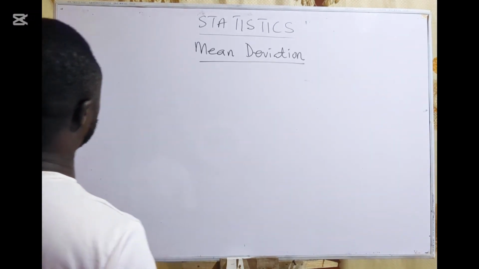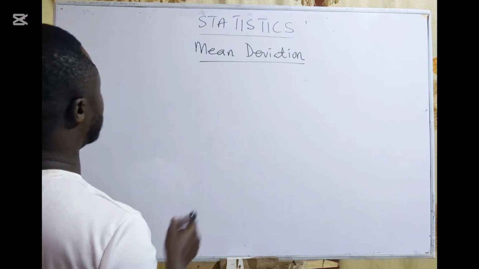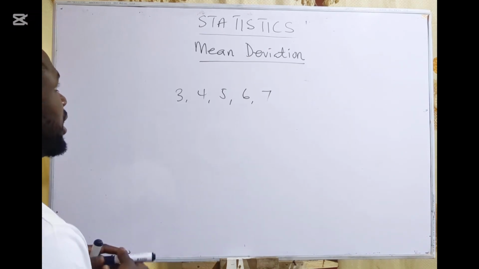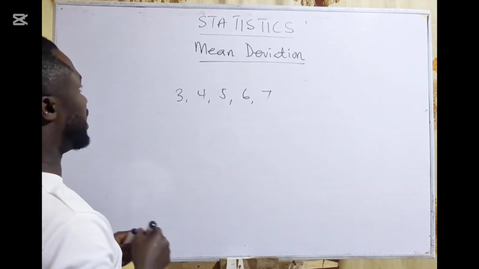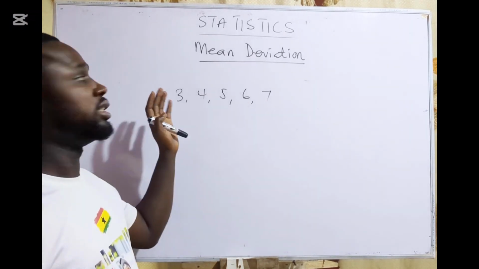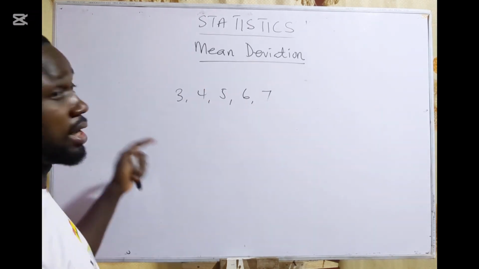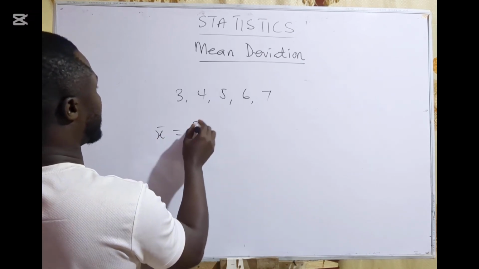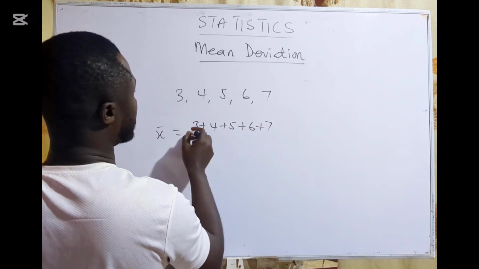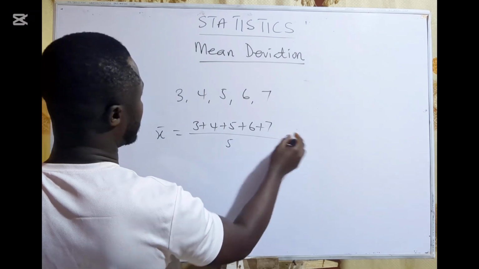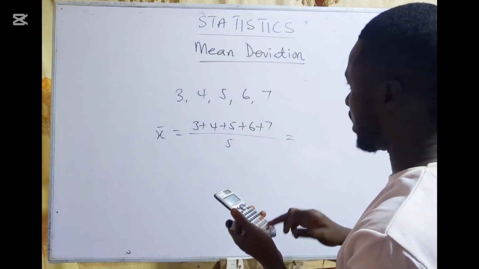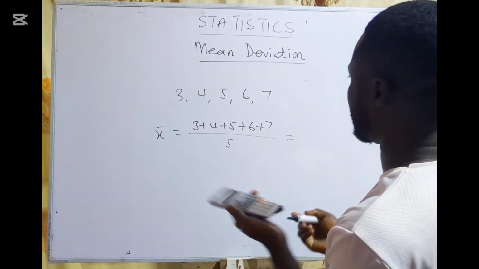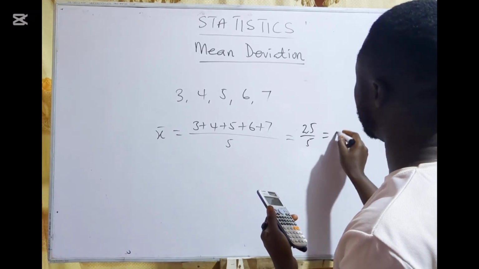All right, so let's take, for instance, a set of numbers: 3, 4, 5, 6, 7. And I'm asked to find the deviation. The deviation is the difference between the number and the mean. So what I'll do is to find the mean. To find the mean, I'll add 3 plus 4 plus 5 plus 6 plus 7, all divided by 5, since there are 1, 2, 3, 4, 5 numbers. So 3 plus 4 plus 5 plus 6 plus 7 gives us 25, over 5, and that gives us 5.